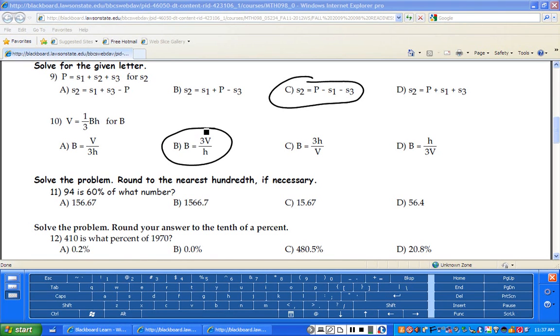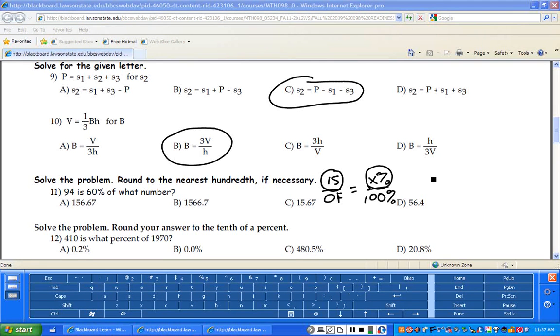For number 11, 94 is 60% of what number? Now, number 11 and 12 are ratio problems. So when you think ratio, what you're really doing is is over of equals some percent over 100%. Now they say 94 is, so 94 would go right here. Is 60%. 60% would be this percent right here.